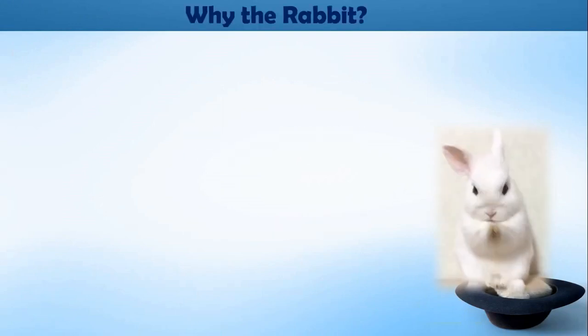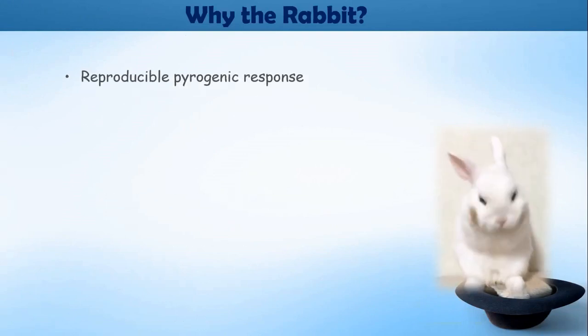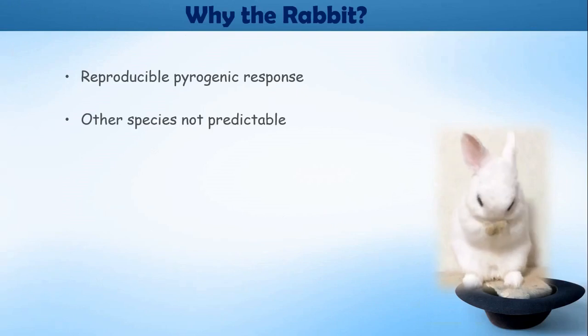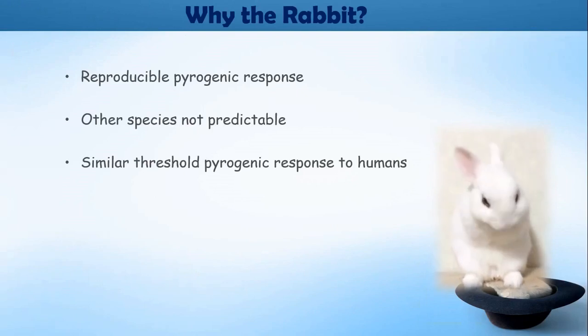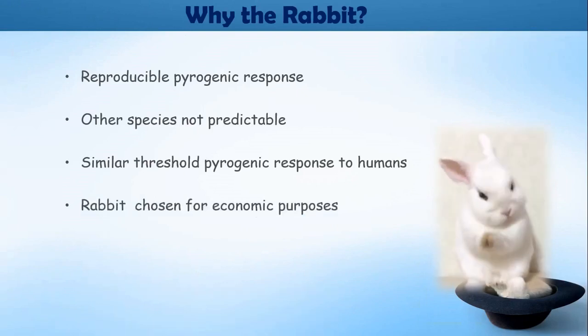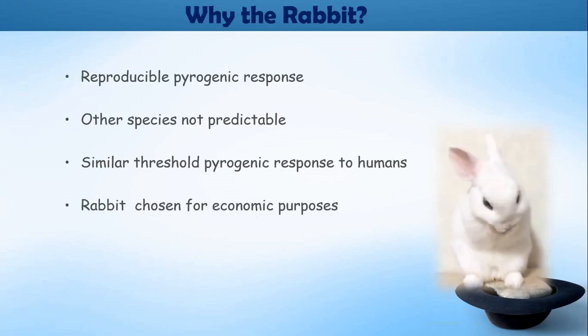Next one is, why is the rabbit used in the pyrogen test? They give a reproducible pyrogenic response. Other species are not predictable. Rabbits show a similar threshold pyrogenic response to humans and are chosen for economic purposes.